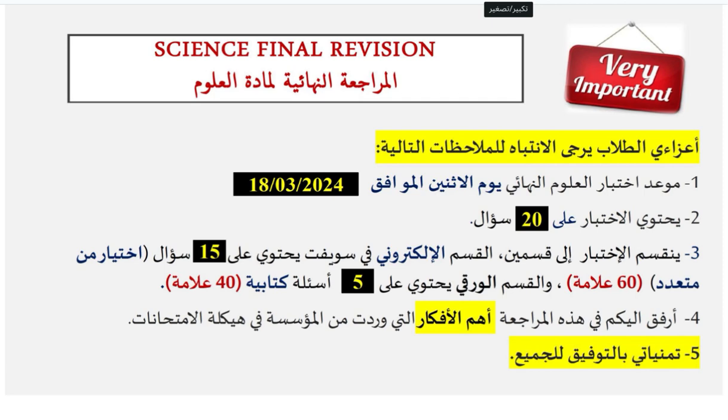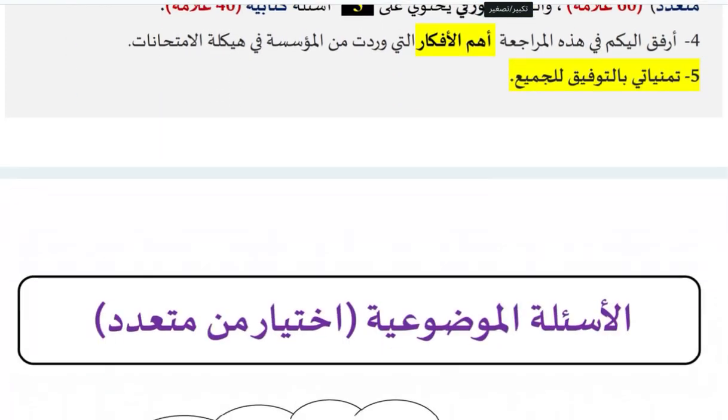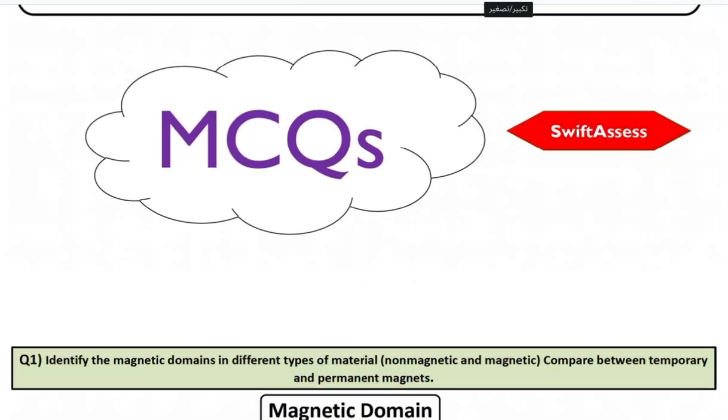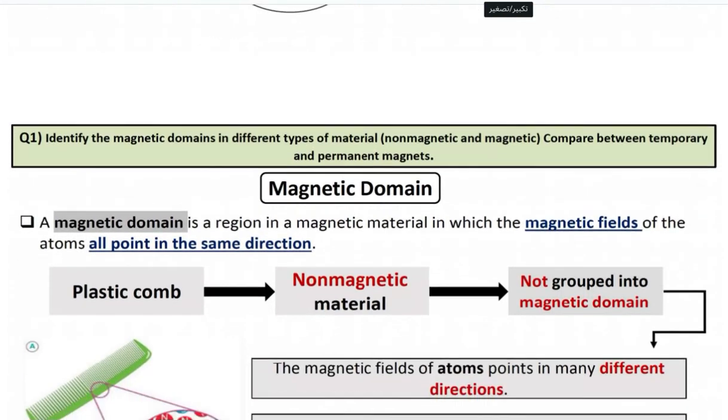Just wanted to make some very important notes. The science exam will be 20 questions: 15 multiple choice questions and 5 writing questions. Okay, so we will start off by practicing with these multiple choice questions.